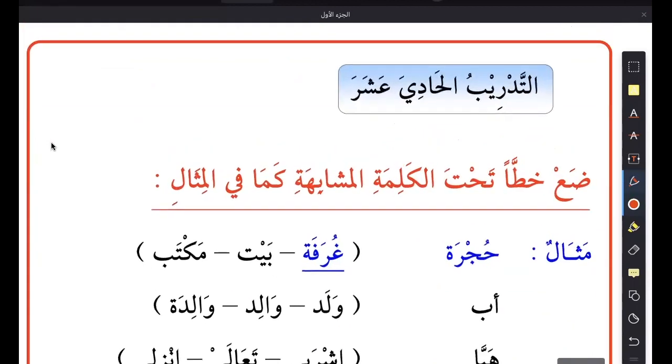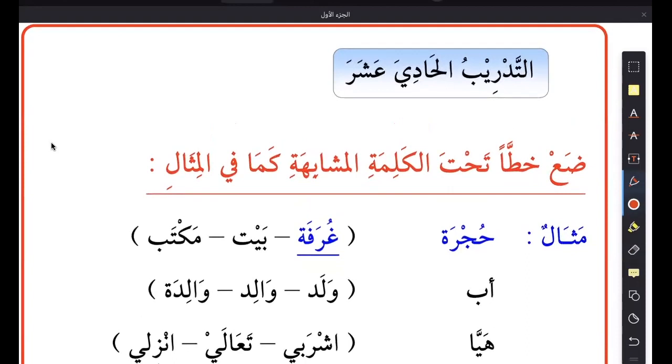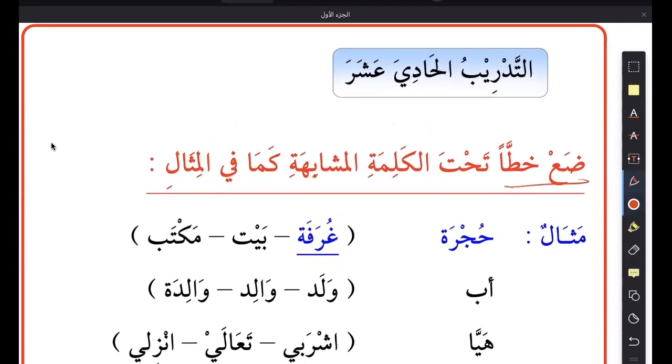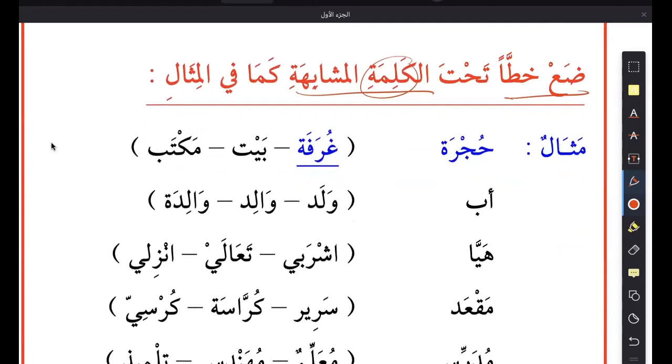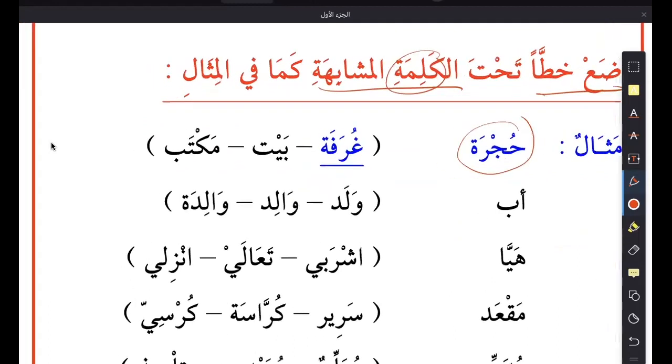Next one, we have التدريب الحادي عشر, the 11th exercise. It says ضع خطا, put a line تحت الكلمة المشابهة, under مشابهة, which means the similar word. كلمة means word, مشابه means similar, under the similar word كما في المثال, as in the example. So you have hujra. Hujra means a room. So now they give you 3 words and you have to find something with a similar meaning.